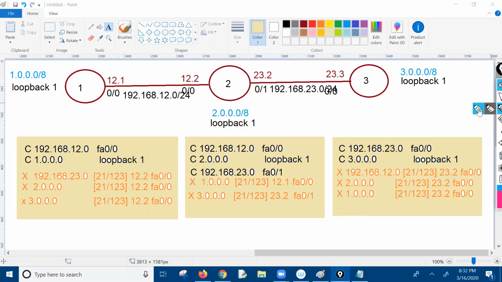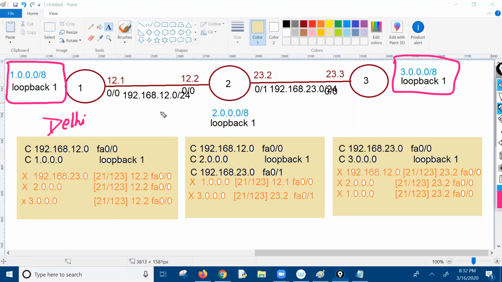So for example, if any packet is coming for me, for example, if I want to provide the communication between this LAN and this LAN, there is some location there. This is Delhi. This is Bangalore. And this is Chennai, right? So we can assume that this is my ISP over there. Okay.